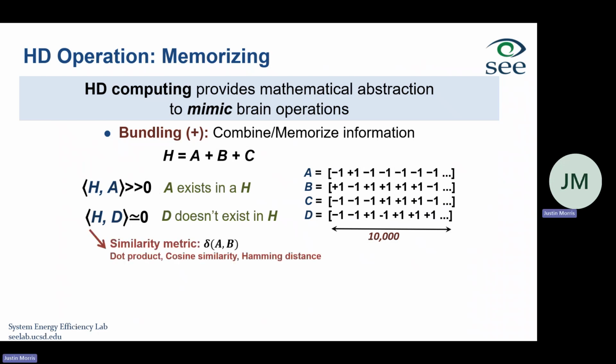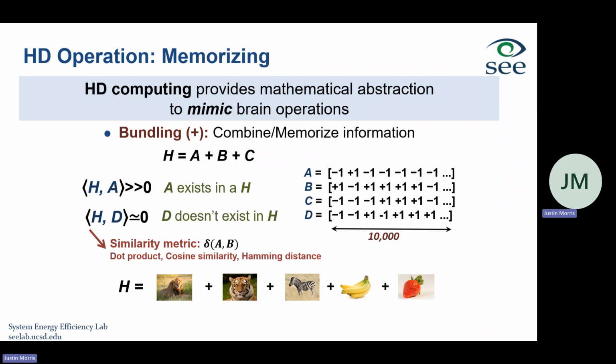And this similarity metric will depend on your data type. After we bundle them, it's no longer binary. We now have integer values stored in this hypervector H. We'll need to use something like dot product or cosine similarity as a similarity metric. But if we keep everything binary, then we can use Hamming distance, which just counts the number of mismatches.